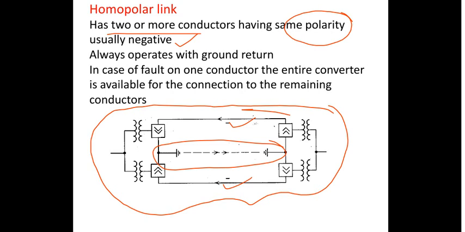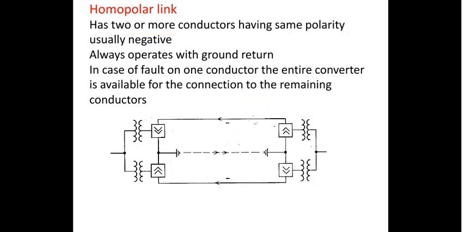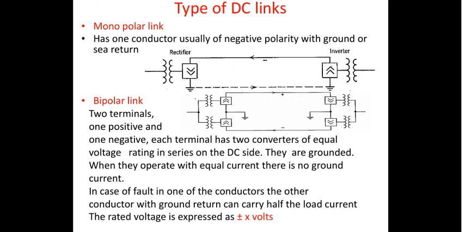So if you summarize these things, you have the monopolar link, with one conductor of negative polarity with a ground or sea return, but there are questions about the reliability of the power transmitted because of the ground connection. In the bipolar link, there will be two terminals, one positive and one negative. You will be able to differentiate between the three later, right? This is the most popularly used type of HVDC link, and its rating is generally given in plus or minus X volts, right?